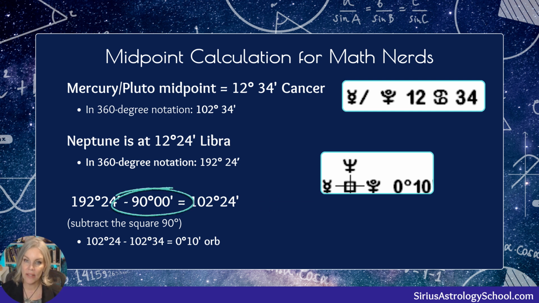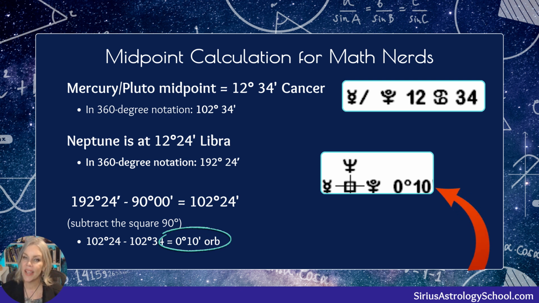So what we would do is we would subtract the amount of degrees that is the square. So that's 90 degrees. If it was a trine, it would be 120 degrees. If it was a sextile, it would be 60 degrees, and so on and so forth. So to do that, we would subtract 90 from 192 degrees and 24 minutes, and we would be given the number of 102 degrees and 24 minutes. That's what we get when we subtract 90. And what does that leave us with? That leaves us with a 10-minute orb. And you see over here, the 10-minute orb.